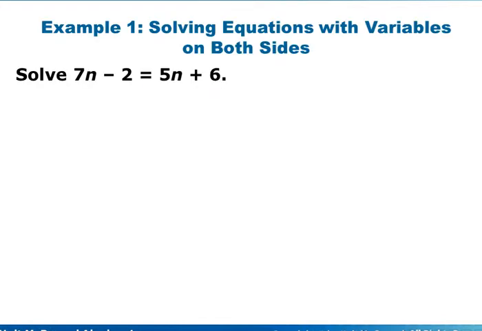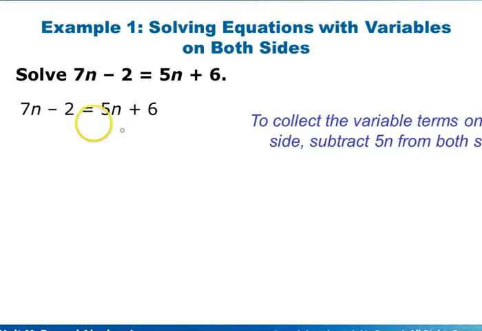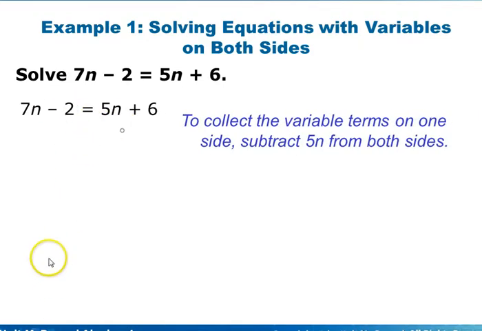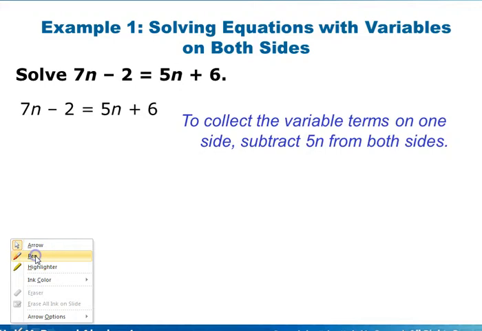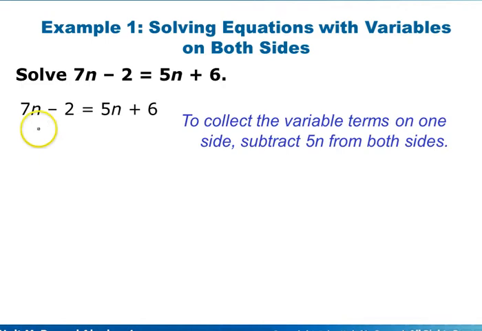So let's go ahead and do this first example. First thing we want to do is collect like terms. When we are moving the variables, for example, we have a 7n over here and a 5n on this side of the equation. We want to put all the n's on one side and all the constants on another side. It is easier if we do not have any negative numbers.